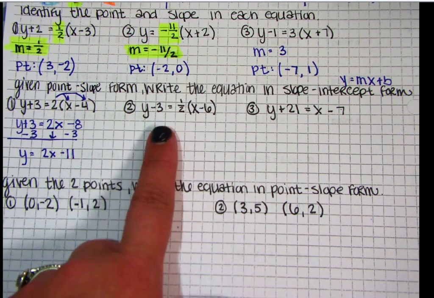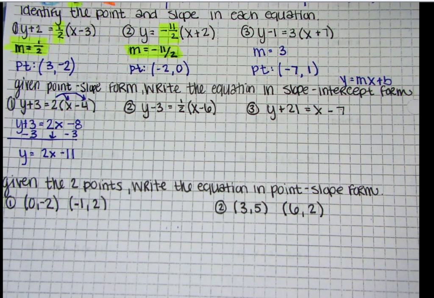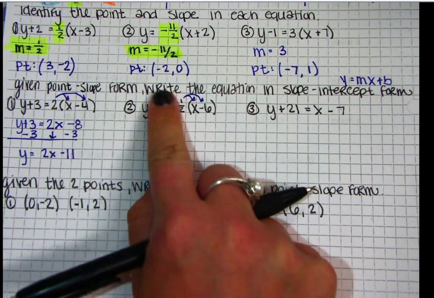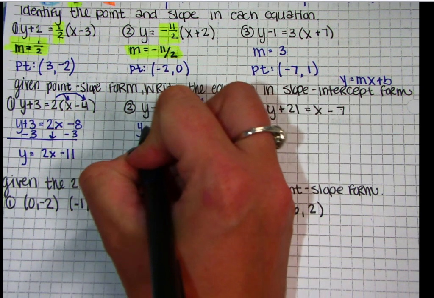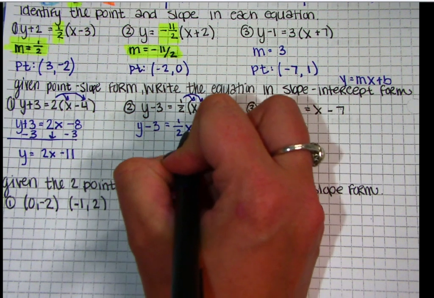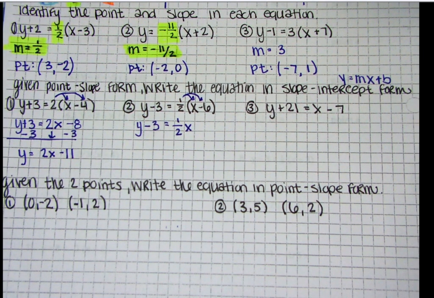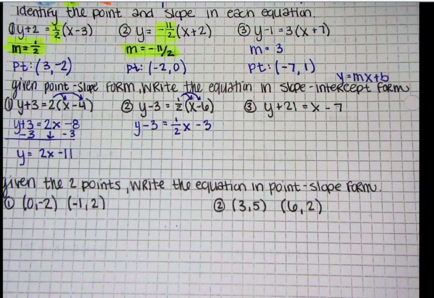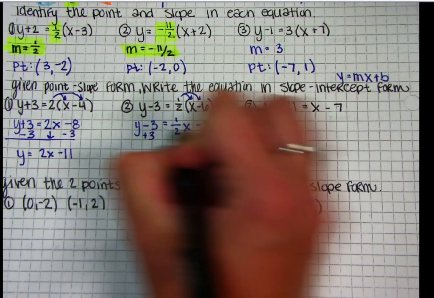Okay, let's try number 2. What should we do first? Distribute the half. Always want to get rid of those parentheses, which means the left-hand side stays where it is. So it's just y minus 3. 1/2 times x is 1/2 x. What's 1/2 times -6? -3. Good job. So now that we've gotten rid of parentheses, now what do we do? Add 3. Good. So we'll add 3 here and here.